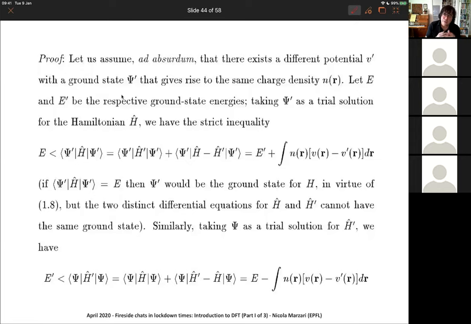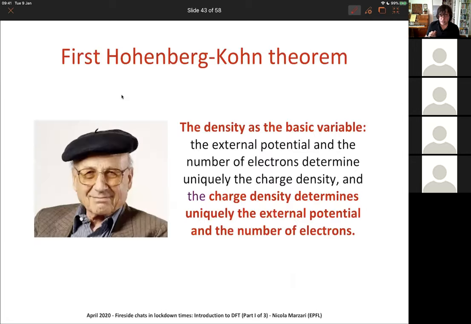Not that it would be useful, because even if we were able to build the external potential of which a charge density is the ground state, it would still be impossible to solve the Schrödinger equation. But the first step was done. The density has become a legitimate quantity in quantum mechanics, the basic variable. One-to-one correspondence with the external potential, it's equally good.